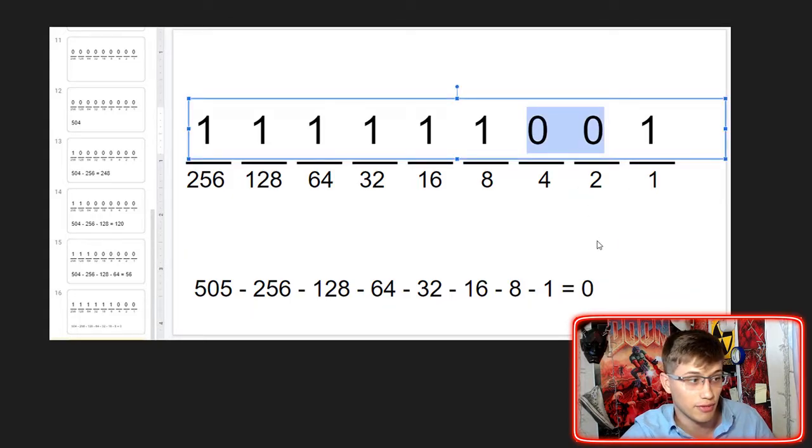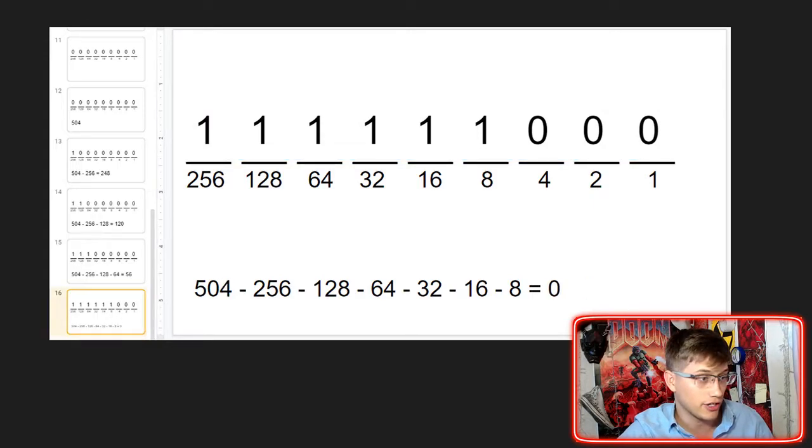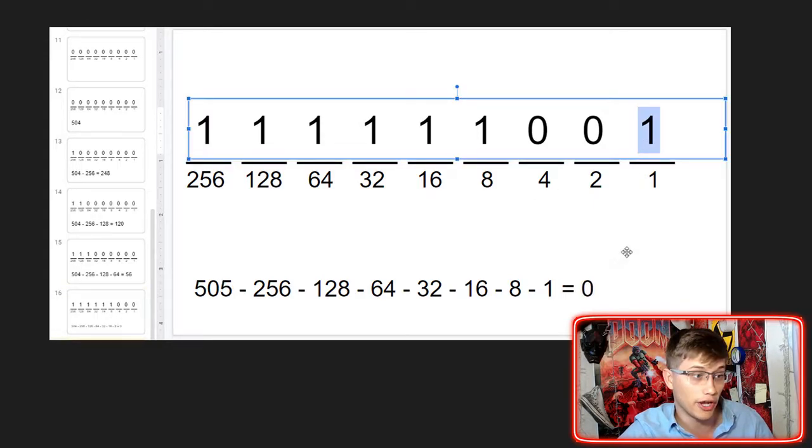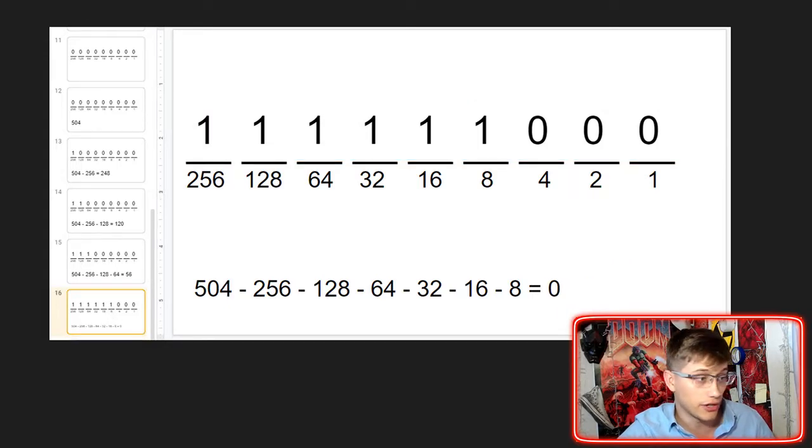To get zeros in the middle is because we didn't have enough for these columns, but maybe we did have enough for these columns. And so that's what 505 looks like. Whereas 504 looks like this, right? You could tell the difference. It's just a different 1 in the 1s column. Other than that, they're exactly the same. Kind of like how 101 and 100 in decimal are kind of exactly the same. There's just a difference in the 1s column. That's the same exact thing here, right? 100, 101 kind of thing.